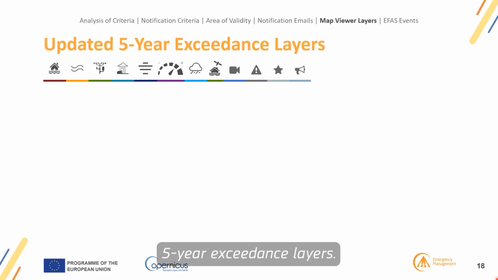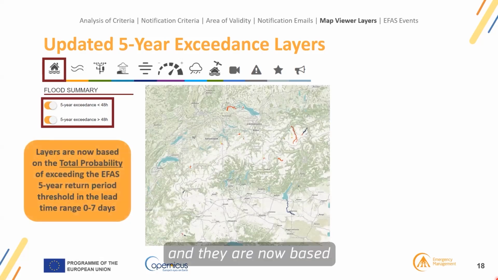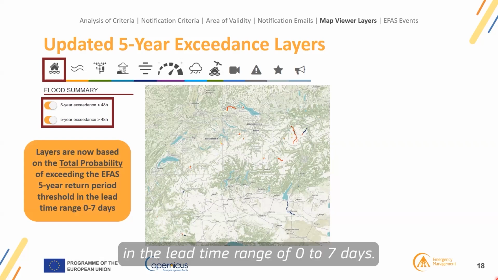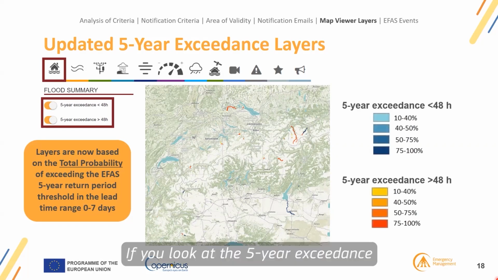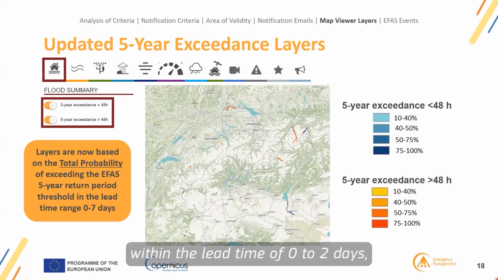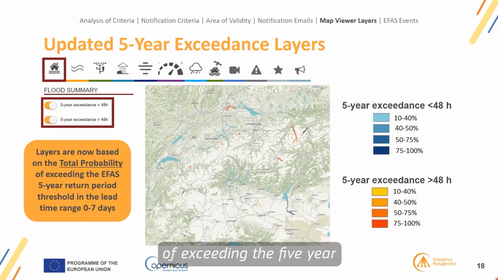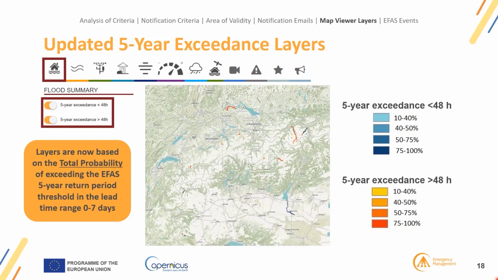We also have updated 5-year exceedance layers. These are also found in the flood summary tab, and they are now based on the total probability of exceeding the EFAS 5-year return period threshold in the lead time range of 0 to 7 days. If you look at the 5-year exceedance less than 48 hours layer, that indicates the probability of exceeding the 5-year return period threshold within the lead time of 0 to 2 days. And these are symbolized in blue. If you want to see the probability of exceeding the 5-year return period threshold in the lead time of 2 to 7 days, then those are symbolized in yellow to red hues.